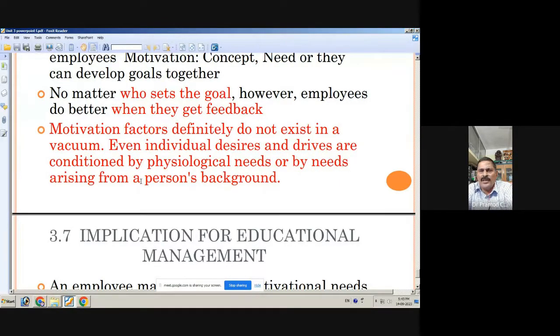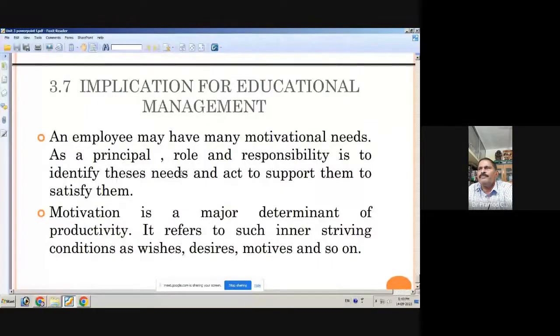And every individual who is working is very much conditioned by physiological needs and also needs arising out of the person's background. So particularly the personal needs are very essential to be motivated to do something. Then an employee may have motivational needs. As a principal, the role and responsibility is to intensify the needs and act to support them to satisfy them.